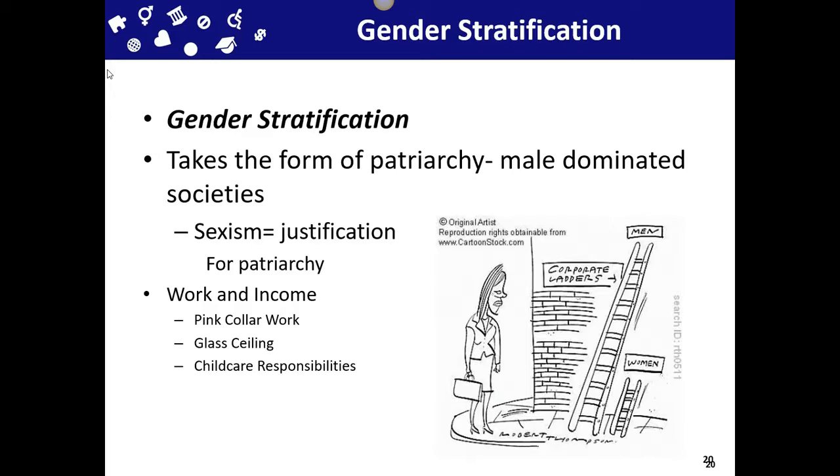And then lastly, we see very large differences in childcare responsibilities. We see that women are engaged in greater amounts of childcare, and this could compromise their work and compromise their income. Now, there's a little bit of a debate here, right? Do women engage in greater childcare responsibilities because they are engaged in less paid labor, or do women compromise paid labor because they have childcare responsibilities?